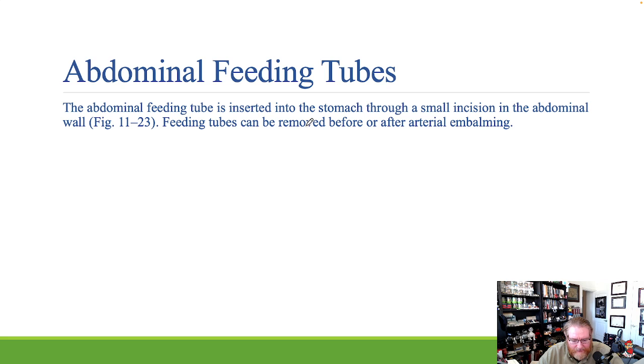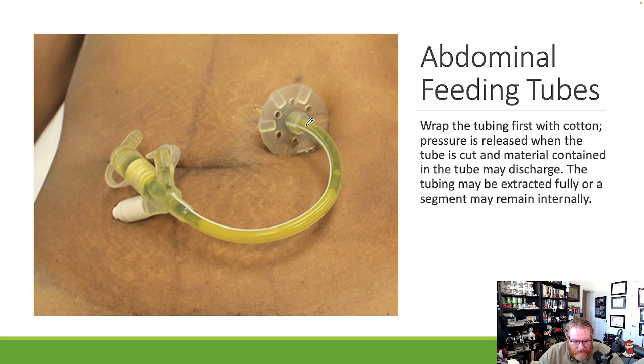Feeding tubes can be removed before or after arterial embalming. Here you see an example of that. You can see this person's probably had some sort of abdominal resection. You can see the scar right there, so that can give you some ideas of what's going on.